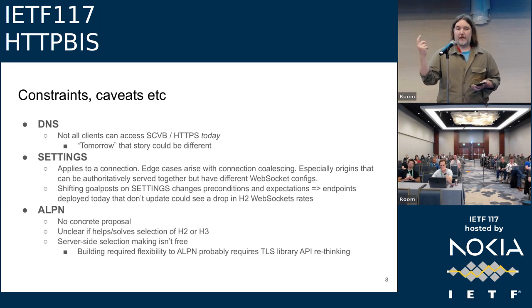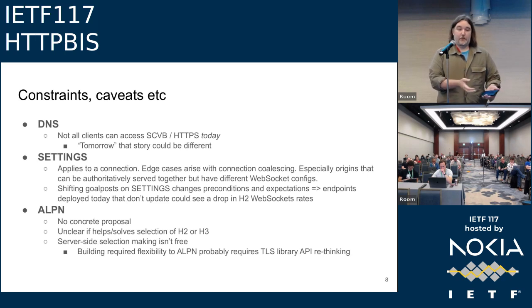So the other option is settings. This applies to a connection. The server would say, yes, I support extended connect, and yes, I support WebSockets using that extended connect method on this version of HTTP that I'm using. But when I was in the shower one day, I thought of an edge case that happens here because the setting applies to a connection, and we want to do more connection coalescing, where the properties of those things may vary because we're trying to coalesce.